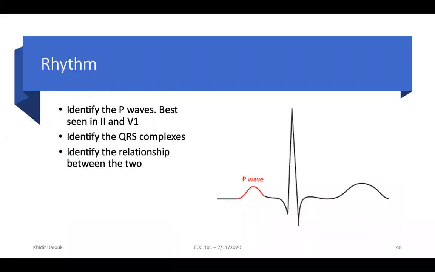In order to determine what the rhythm is, as we said, you need to define whether you see P waves or not. The best leads to see P waves are lead 2 and lead V1. The other part is to identify the relationship between the P and the QRSs. The P is because of atrial depolarization. We do not see atrial repolarization on the ECG because by that time the ventricles would have contracted and their electrical depolarization is much bigger in magnitude. That's why we don't see atrial repolarization. But at least the P wave signifies atrial depolarization, and we best see it in lead 2 and V1.